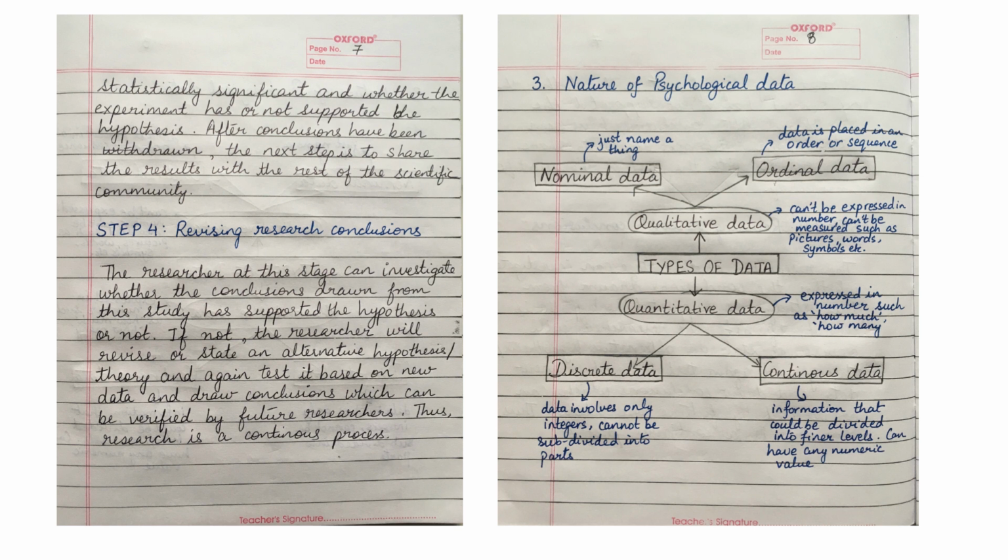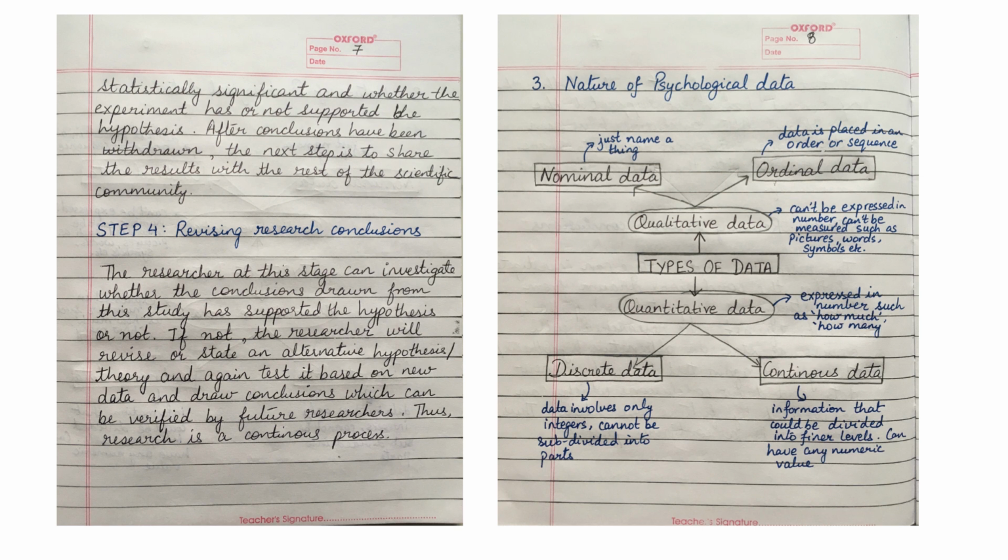Step 4, revising research conclusions. The researcher at this stage can investigate whether the conclusions drawn from this study have supported the hypothesis or not. If not, the researcher will revise or state an alternative hypothesis or theory and again test it based on new data and draw conclusions which can be verified by future researchers. Thus, research is a continuous process. Next topic is nature of psychological data.